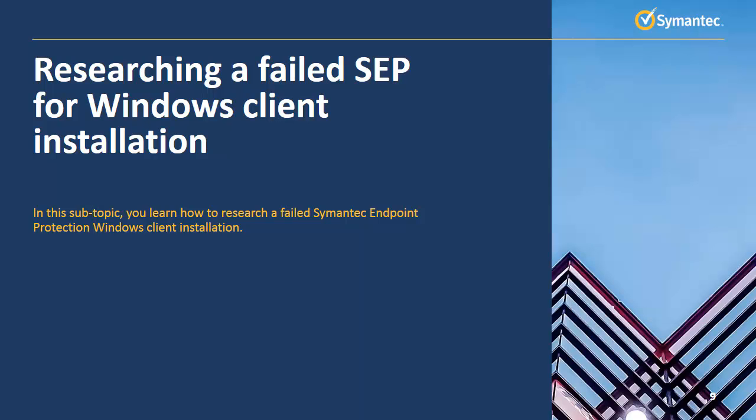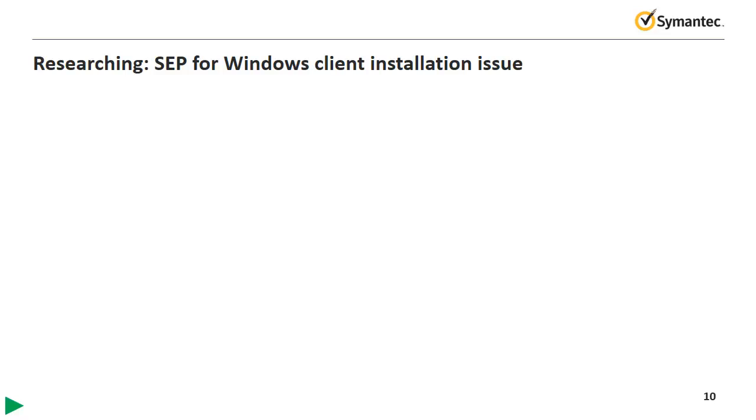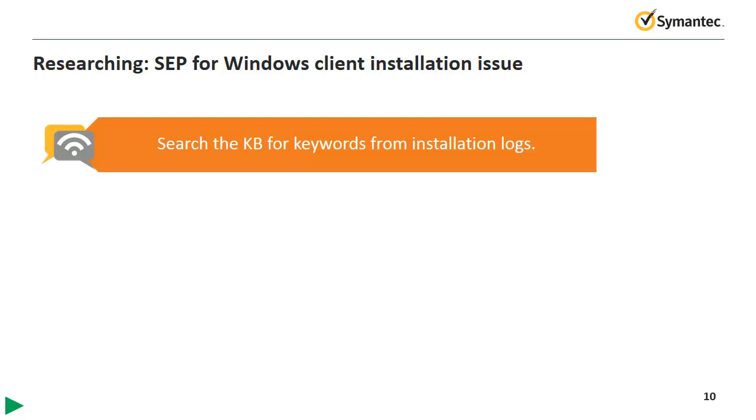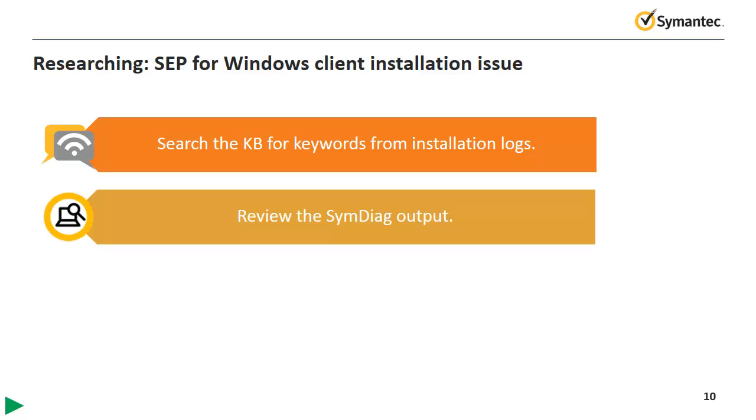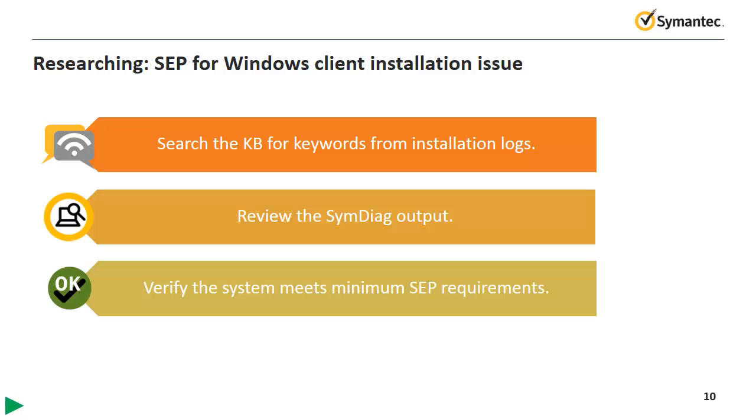Now that we've gathered evidence and established the symptoms, it's time to research. When researching a SEP for Windows client installation issue, use the keywords that you gathered to search the Symantec knowledge base. The search results show potential solutions that you can use in the repair and validate phase. You can also search and post on Symantec Connect. If you run a SymDiag, review the results to identify what caused the installation to fail.